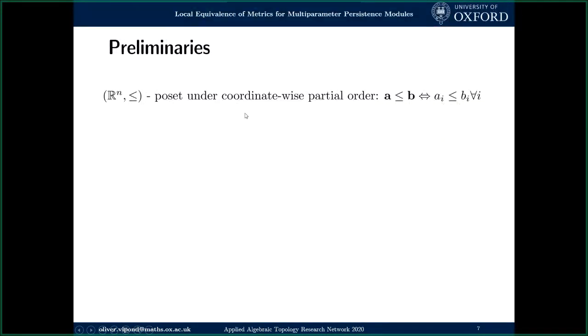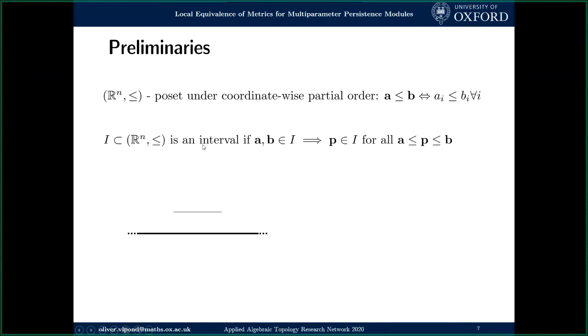And this is the root reason why multi-parameter persistence is harder than single parameter persistence, because we can have pairs of elements which are not comparable, they're incomparable, and that really is the root of all the problems in multi-parameter persistence.